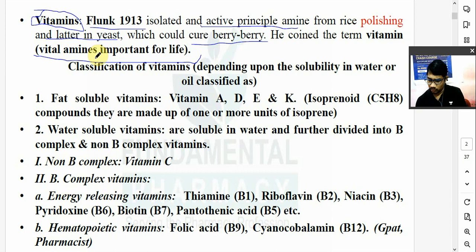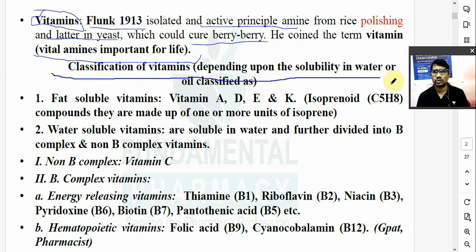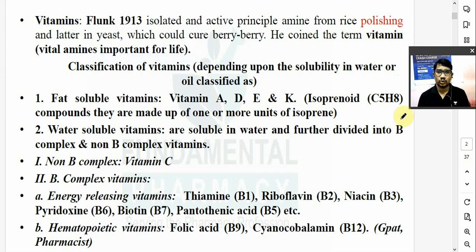Now vitamins are largely classified into two groups depending upon their solubility. Either they are soluble in water or they are soluble in oil. Am I audible to you clearly? Those vitamins which are soluble in water are known as water soluble vitamins. Those which are soluble in oil are known as lipid soluble vitamins or fat soluble vitamins. Lipid soluble vitamins are not soluble in water, and water soluble vitamins are not lipid soluble.